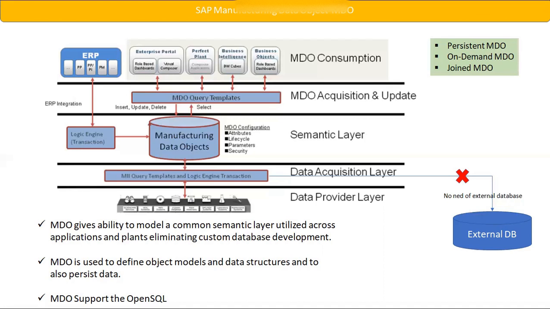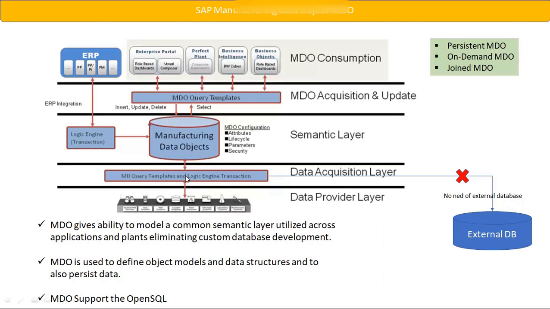So this is about the MDO. Now I'm going through the diagram here. You can see a data provider layer. The data provider layer provides you data. It might be your database or might be your machine data. So it might be any data source. By using that data source, we are getting data in SAP MII.